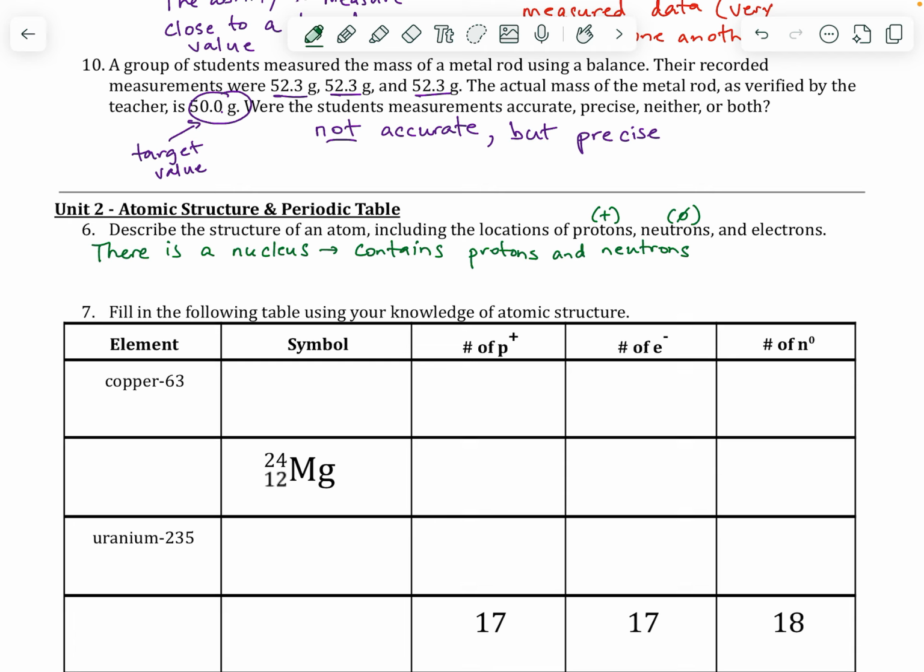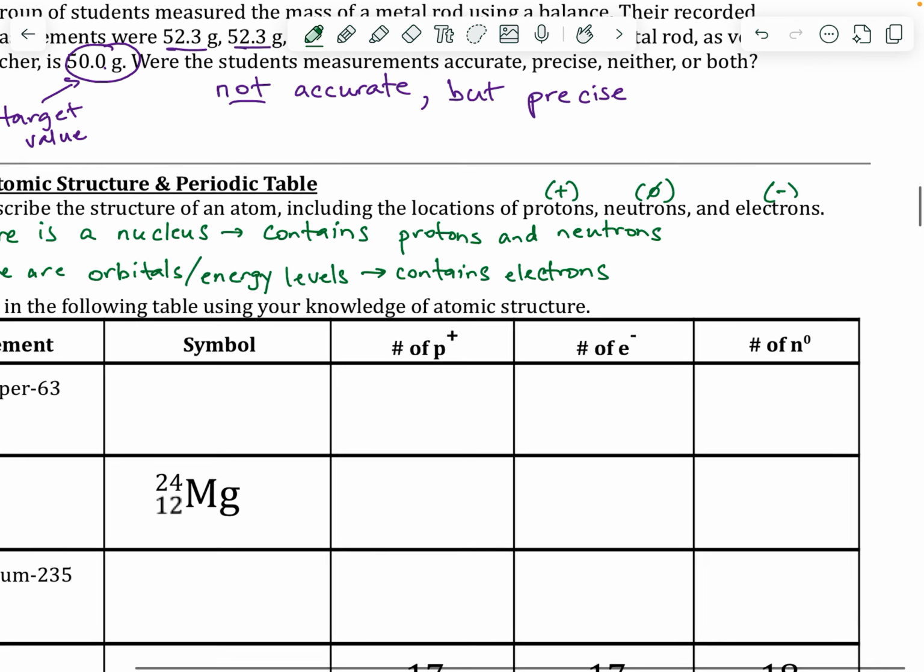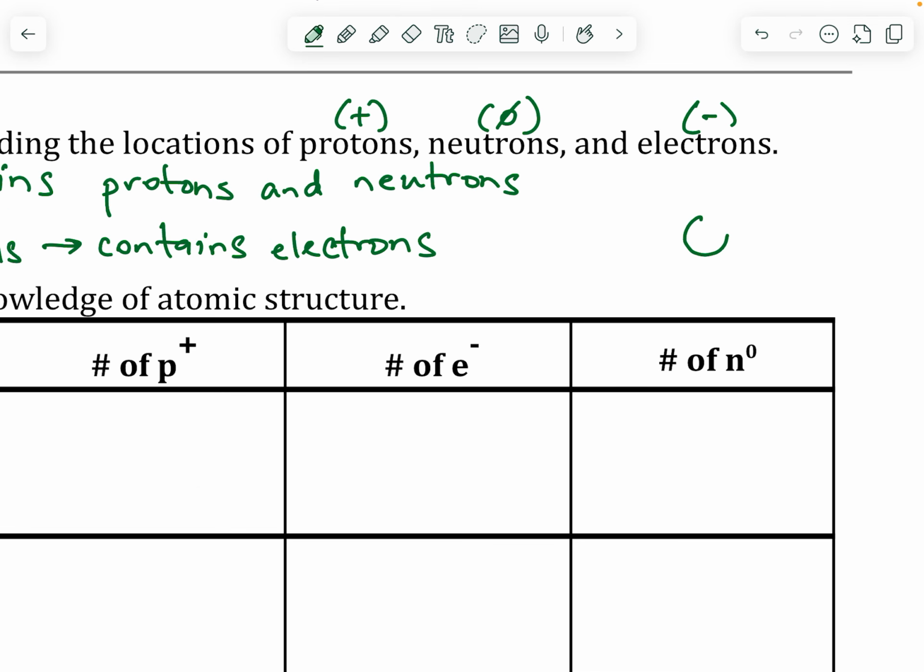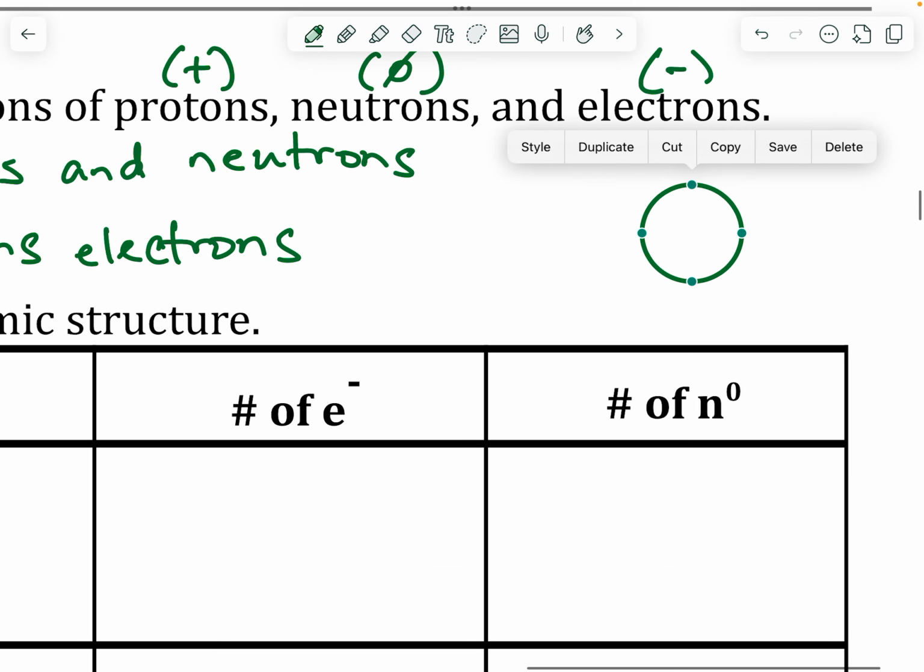And then, of course, there are electrons, and so there are orbitals, or we equate them to energy levels, those shells. And this is what contains the electrons. And so a quick diagram of that would be, of course, our nucleus in the center that has our protons and our neutrons.